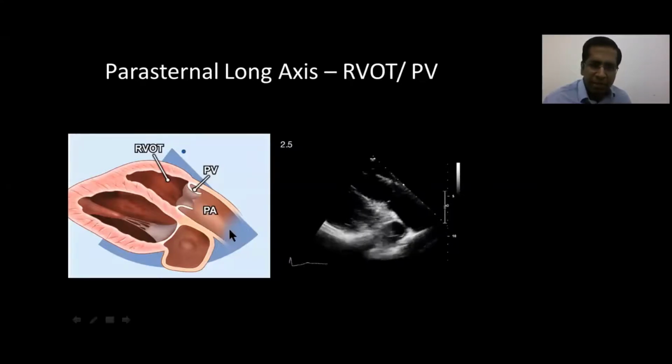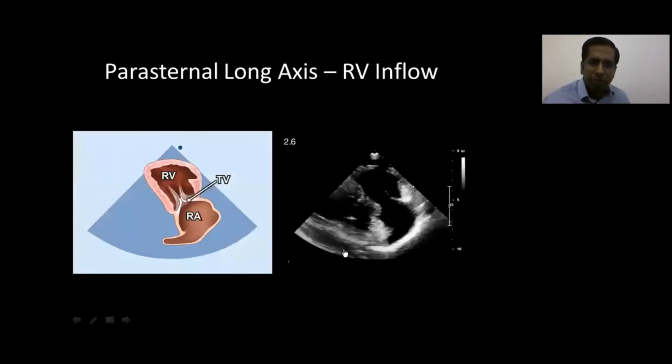And you can see the main pulmonary artery here. So that is what has been shown here. This is also a good view to look at PR. You can look at the valve leaflets, you can look at PS also, and you can take gradients also. You can also measure the pulmonary annulus in this particular view. So these are all things that you can do with this particular view.